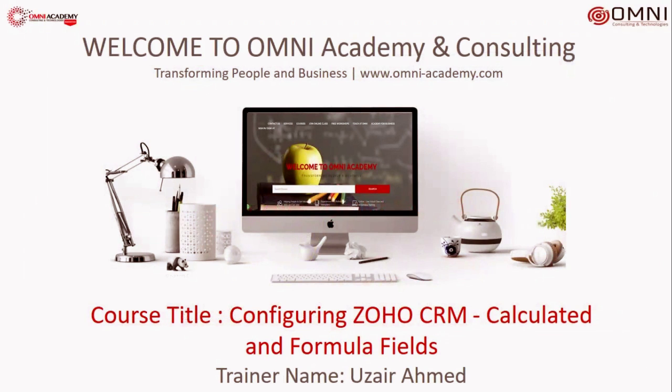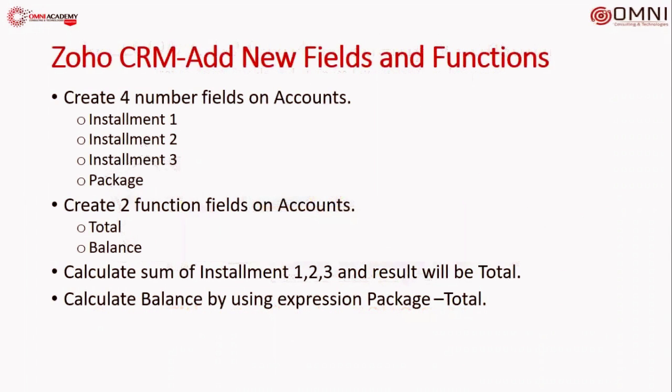This video title is Configuring Yahoo CRM Calculated and Formula Fields. So in this video, I am going to create 4 number fields on accounts: installment 1, installment 2, installment 3 and the package. And I also create 2 function fields on accounts, total and balance. And also show you how to calculate the sum of the 3 fields, installment 1, 2, 3, and the result will be the total of these 3 fields. And also show you how to calculate balance by using an expression which is package minus total.